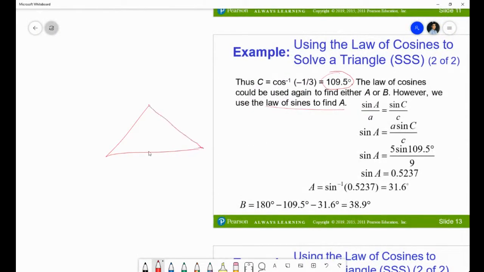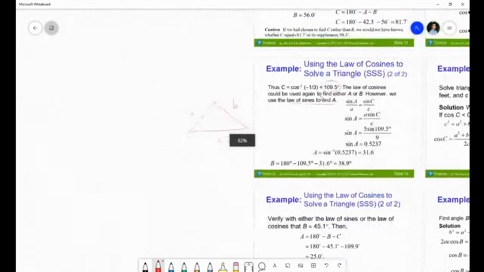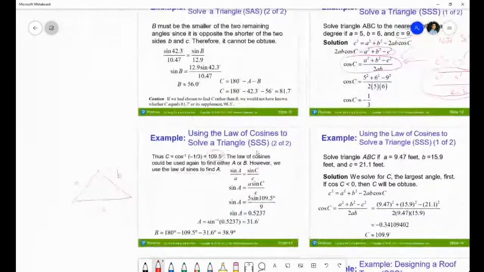So let's draw again and see what we get here. All right, so for angle A, see what we get. A is 5, B is 6, C is 9. And we just solved for angle C, which is 109.5 degrees. So now that's the ratio that we're going to use for law of sine. I can choose to solve for A first or B first, doesn't matter.